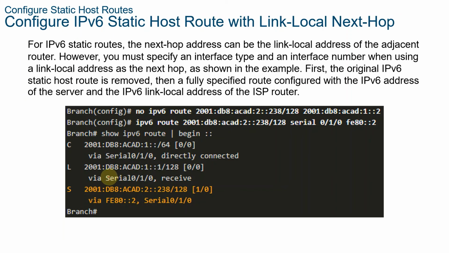Now, for IPv6 static routes, the next hop address can be the link-local address of the adjacent router. However, you must specify an interface type and an interface number when using a link-local address as the next hop, as shown in the example here. First, the original IPv6 static host route is removed. Then a fully specified route is configured with the IPv6 address of the server and the IPv6 link-local address of the ISP router.